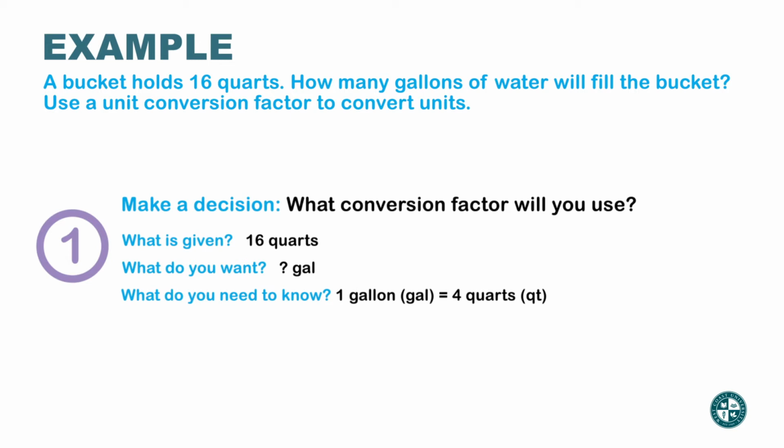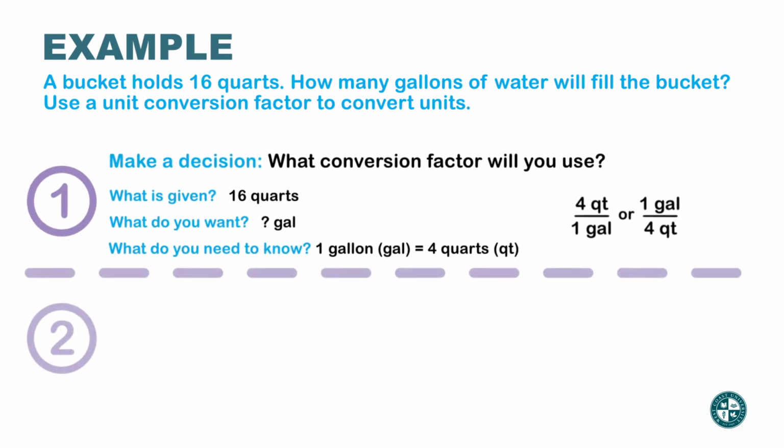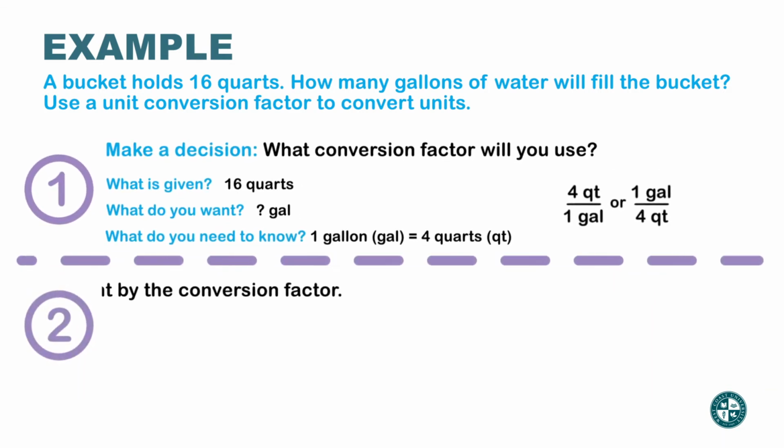From this conversion statement, I can get 2 fractions. What is the first one? 1 gallon over 4 quarts. And the second one, 4 quarts over 1 gallon. Okay, now that I have everything that I need, the next step is to set up the multiplication.